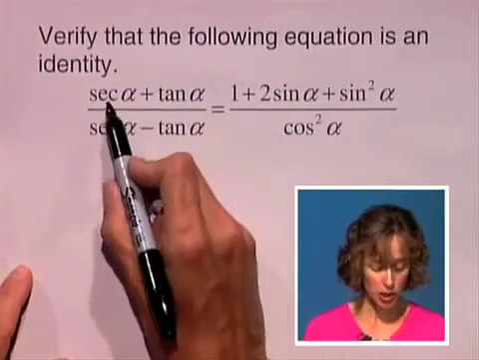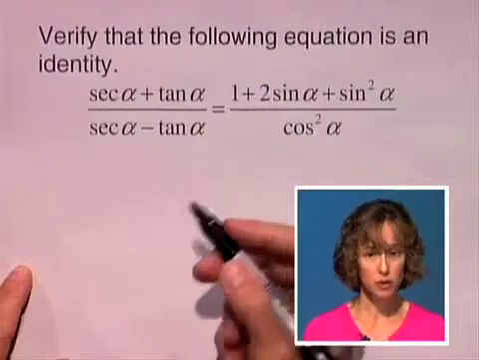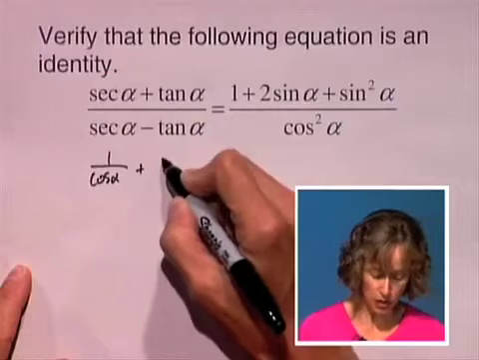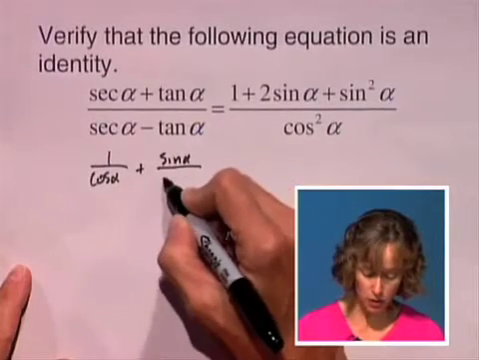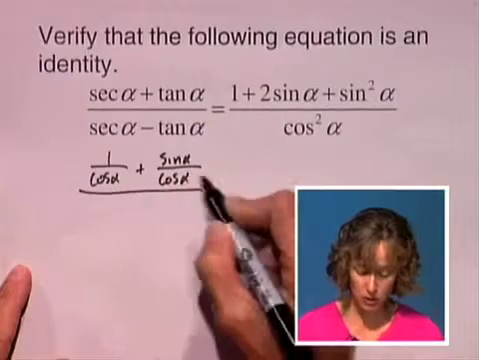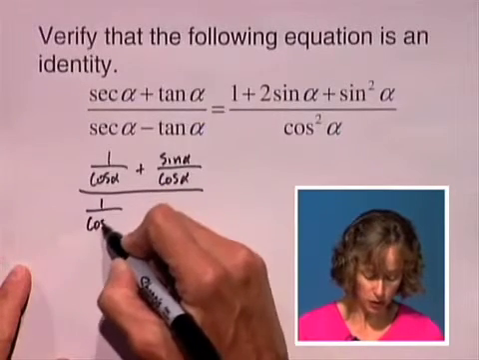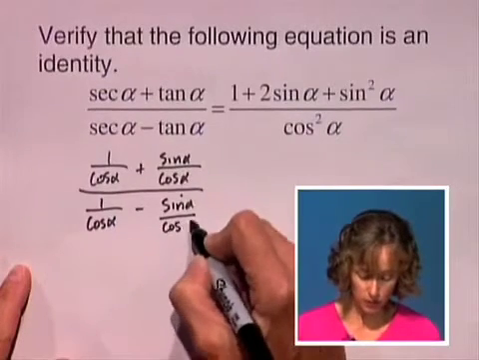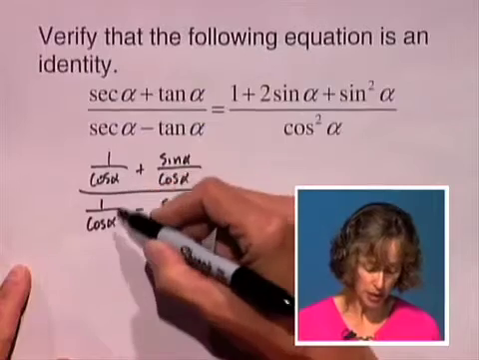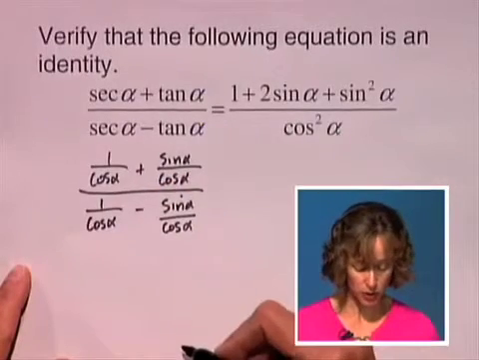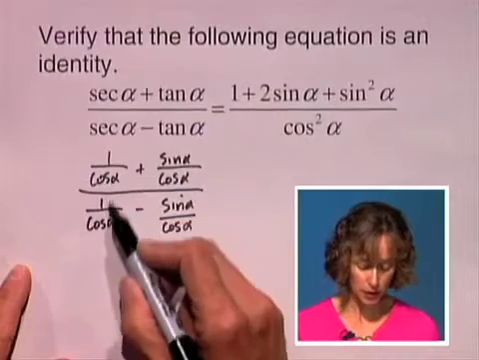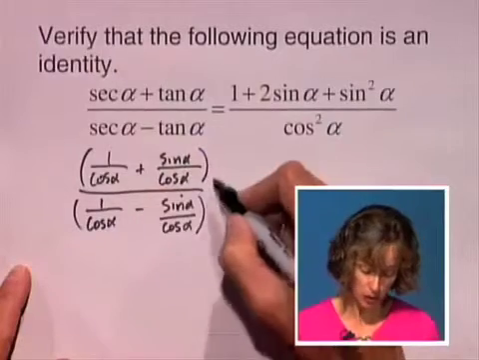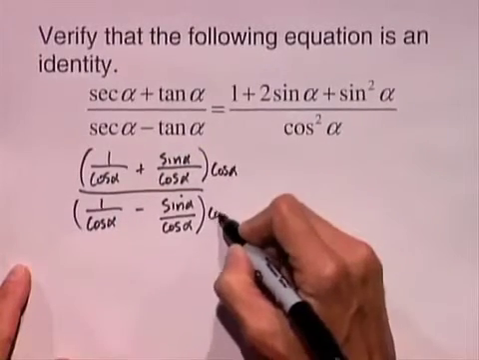Looking at the left, I'm going to change each individual part to sines and cosines. For secant, I'm going to write 1 over cosine alpha. For tangent, sine alpha over cosine alpha. And then underneath the same thing, 1 over cosine alpha, but that'll be minus sine alpha over cosine alpha. And then within the big fraction, I see individual little fractions with denominator cosine. So I'm going to clear the denominator on all these little fractions by multiplying the top and bottom of the big fraction by cosine alpha.